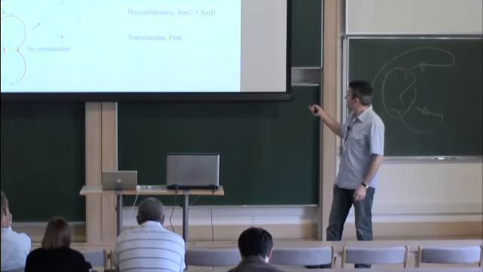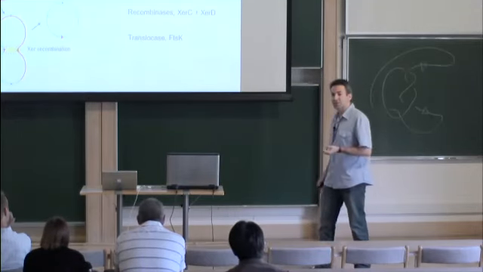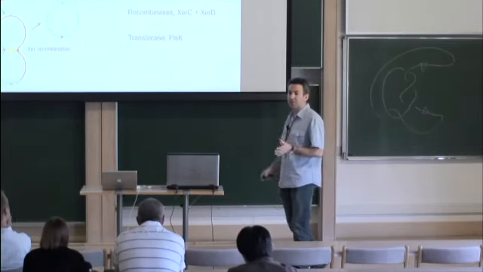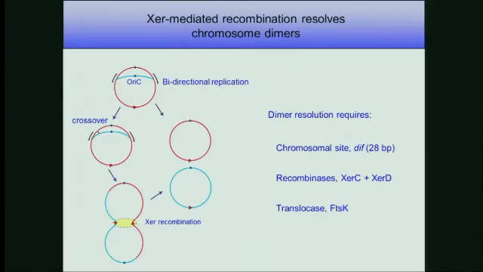You require the 2 recombinase proteins, XerC and XerD, which recognize this site and do the cutting and exchanging of the strands. And you also require this protein FtsK.